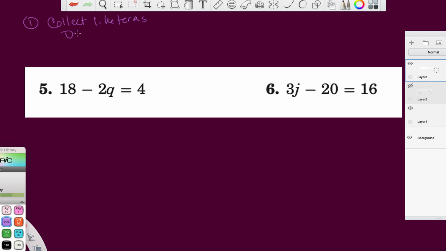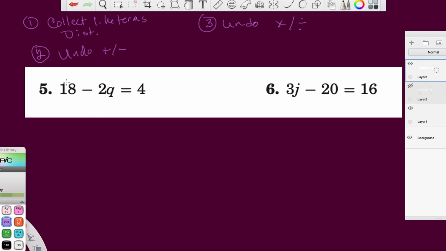Or distribute. Undo addition and subtraction, and then undo multiplication or division. Okay, let's go ahead and try this.